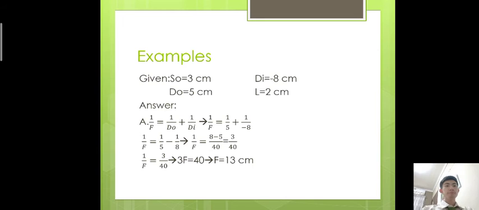A. To find the focal length, we use the equation 1 per F is equal to 1 per Do plus 1 per Di. Then we substitute the numbers: 1 per F is equal to 1 per 5 plus 1 per negative 8. Then 1 per F is equal to 1 per 5 minus 1 per 8.